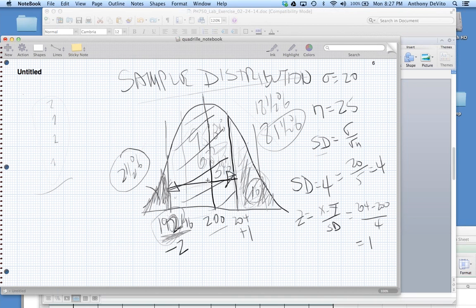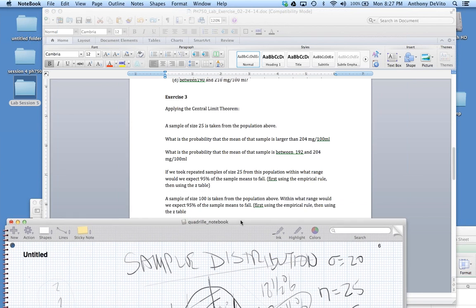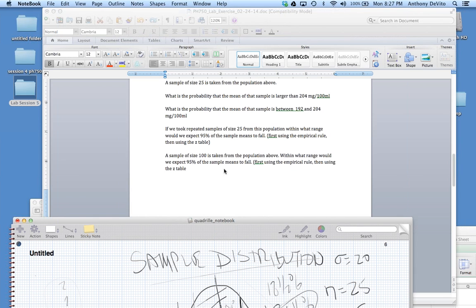See, what we're learning now is probabilities, what we can expect when we take a sample of a certain size from a population. And we're going to be doing this all the time. It's going to become more and more important. Let's take a look at the next part here.